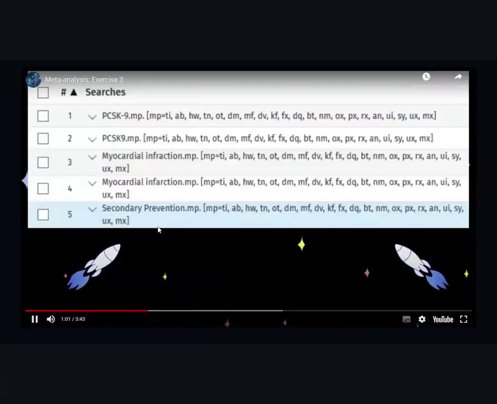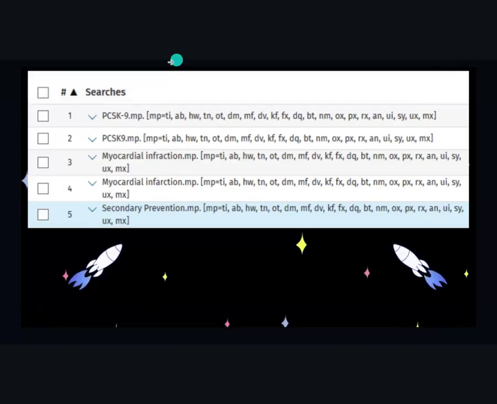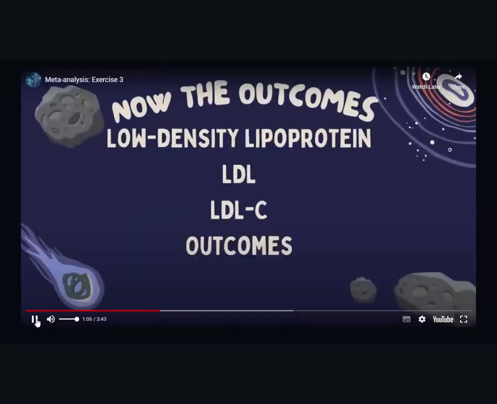Now I put in a further term. So I put in myocardial infarction, with British spelling and American spelling, and secondary prevention. This is the disease I'm looking at. Okay? This is the disease. Now outcomes. This is a more complex search, but I'm just showing it to you guys so you understand.